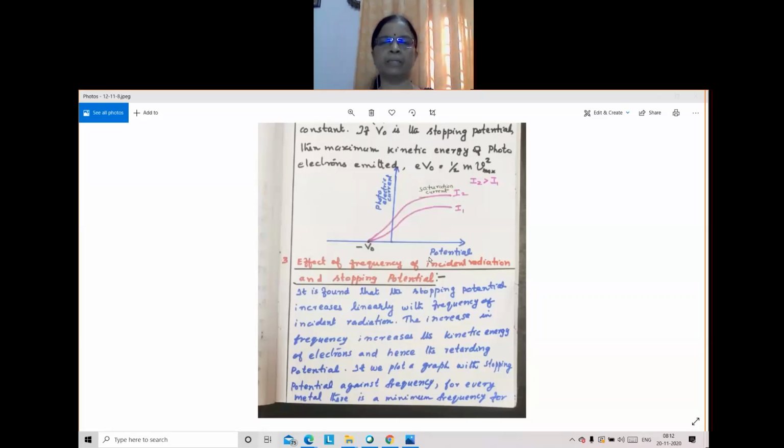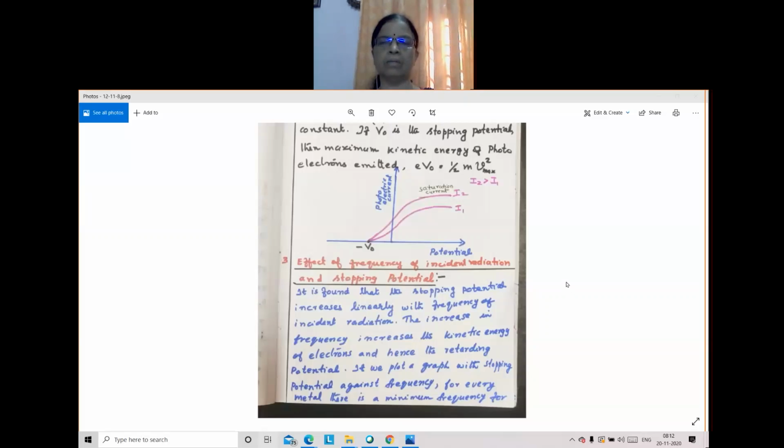So, when we increase the frequency, we know there is a minimum frequency to eject electrons from a metal surface. Suppose the ray which is incident has higher frequency. What will happen to the remaining energy? Have you thought of that? Minimum energy is used to eject the electron. What will happen to the remaining energy? It will be used to give kinetic energy to the electron.